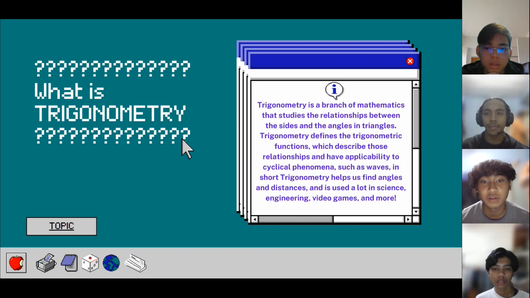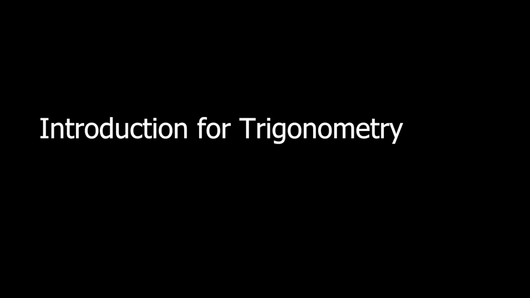Today we're going to learn about trigonometry. Trigonometry is a branch of mathematics that studies the relationship between the sides and the angles in triangles. Trigonometry defines the trigonometric functions, which describe those relationships and have applicability to cyclical phenomena, such as waves. In short, trigonometry helps us find angles and distances and is used a lot in science, engineering, video games and more.